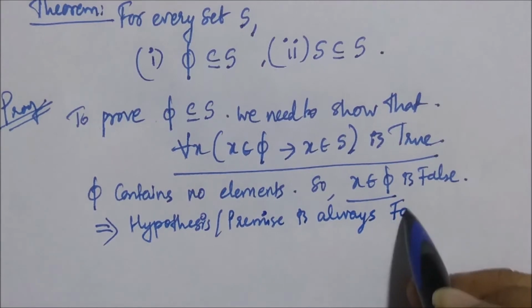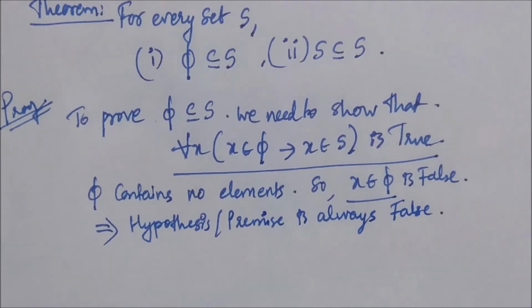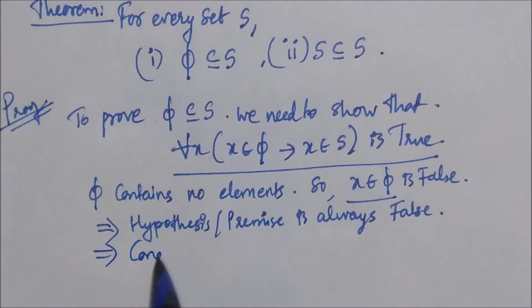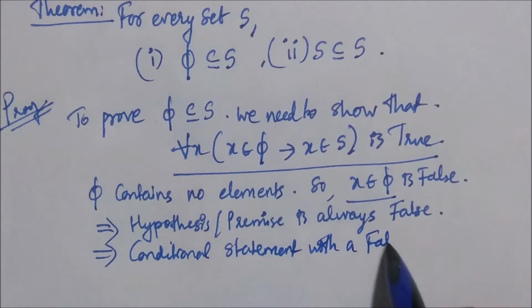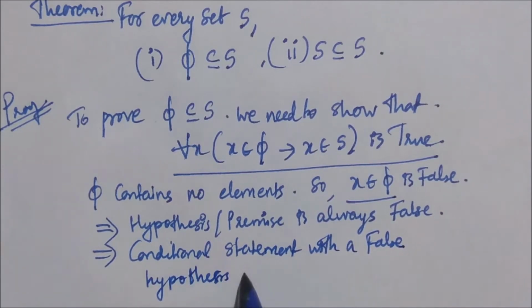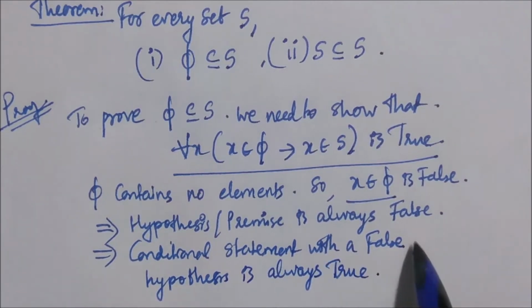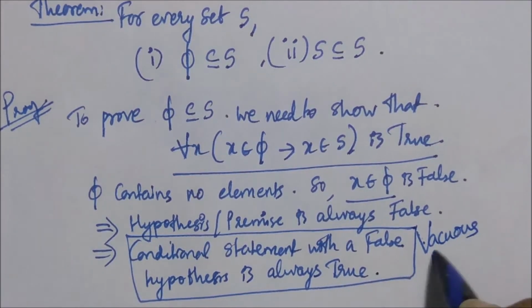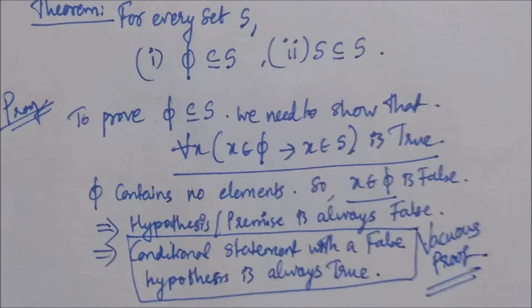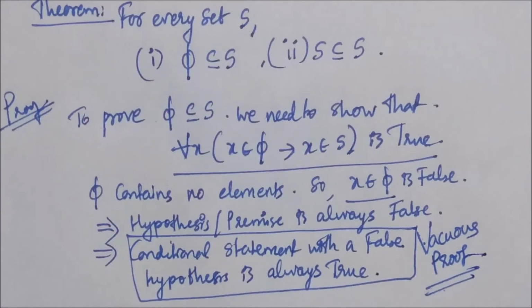Now you take a conditional statement, and in that conditional statement the hypothesis is always false. So will the conditional statement be true or false? The conditional statement is going to be true when the hypothesis is always false. So this is a similar type of vacuous proof that we have seen before. Okay, so that's how we prove that phi is a subset of S.